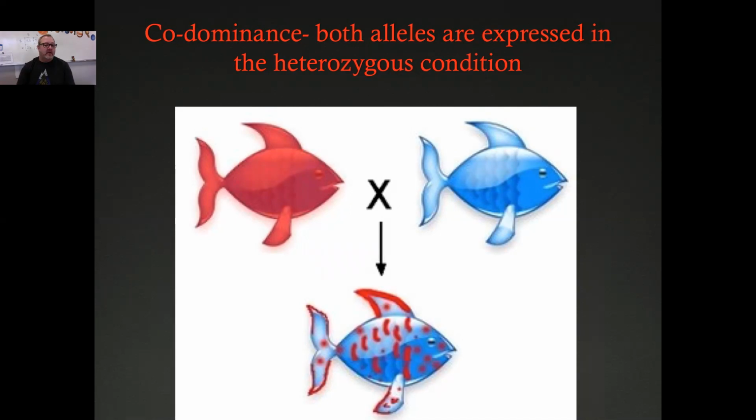It's not like if this was incomplete dominance, it would be the entire fish would be some shade somewhere between a blue and a red, but it's not. It's codominant, so we see blue with some red as well.